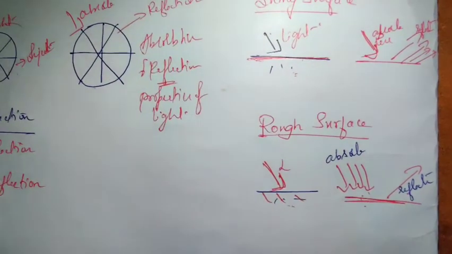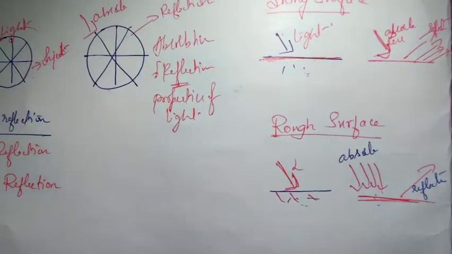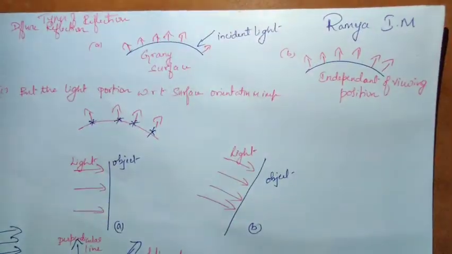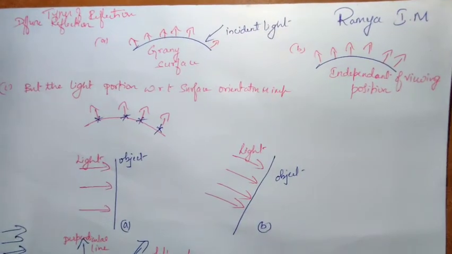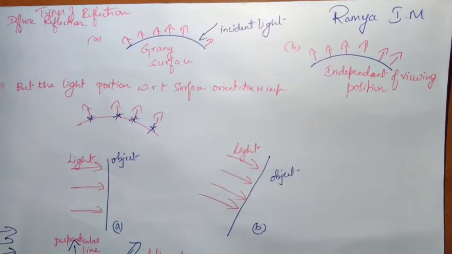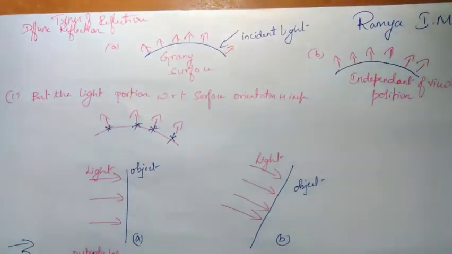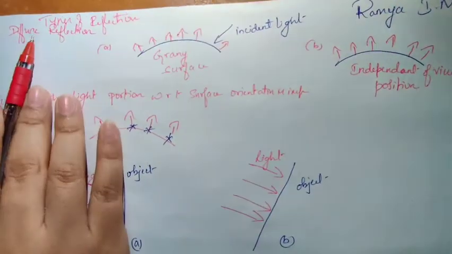So this is the difference between the shiny and the rough surface. Okay, now let's learn about types of reflection. It consists of diffuse reflection as well as specular reflection. So first I will explain the diffuse reflection.